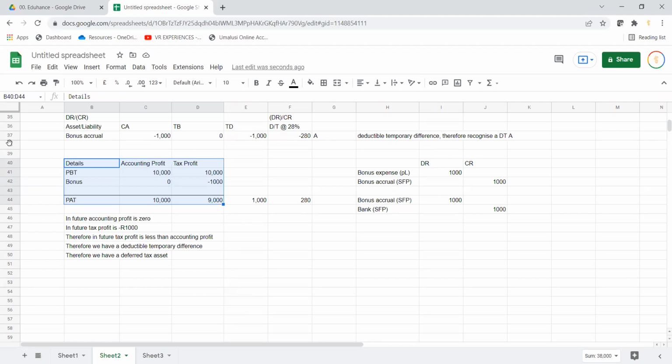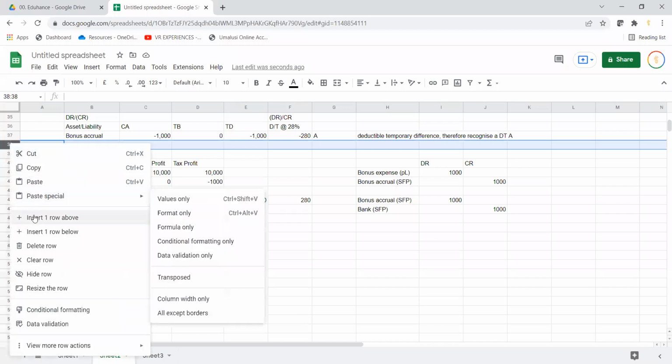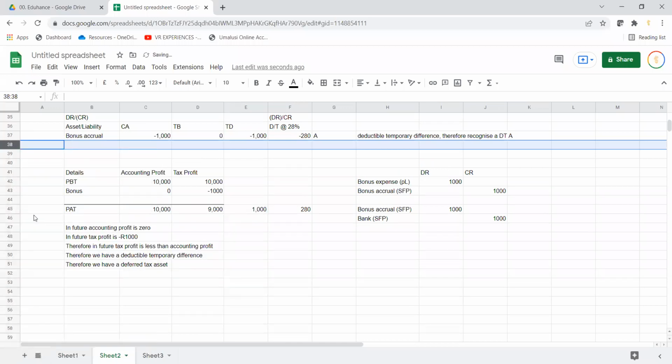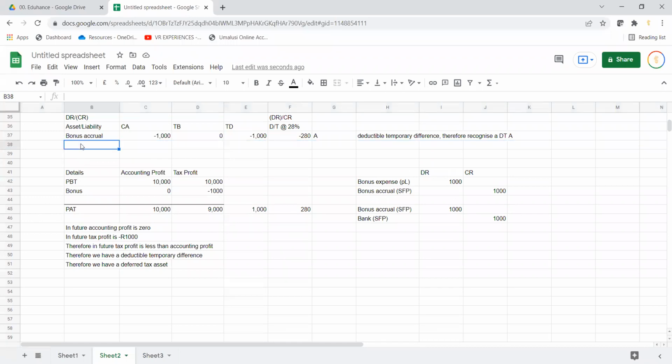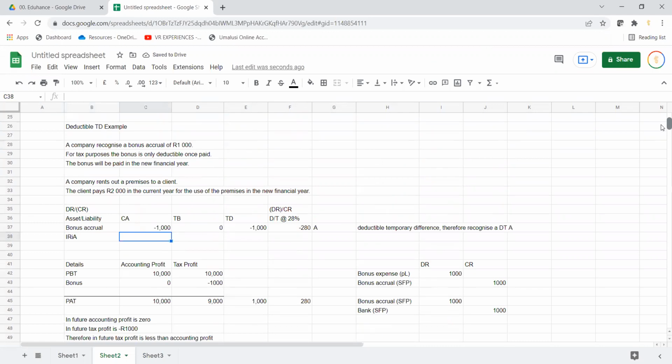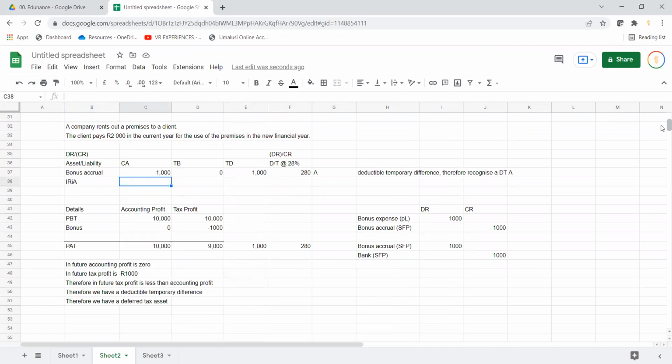Now let's do the income received in advance. Then I'll give you some time, then you can ask me some questions before we wrap up on the last 2 points. So for the income received in advance, we had, what was the amount here now? 2,000 Rand. Okay, so we received money of 2,000 Rand.